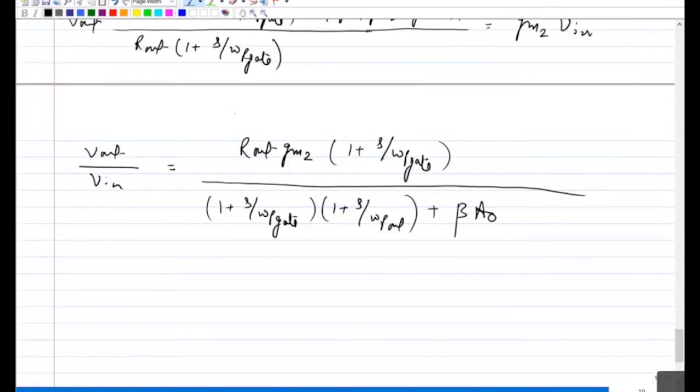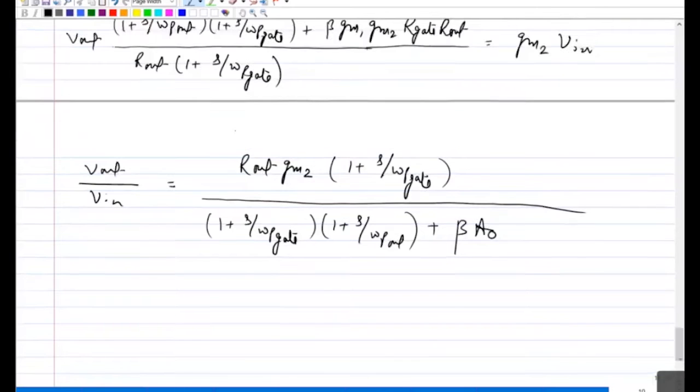So if you go back to your impedance, is it similar to that? The only difference is that now you have an R out gm2. Earlier you had an R out, because now you're looking at basically a ratio of the voltages. Earlier you were looking at the impedance. Correct.